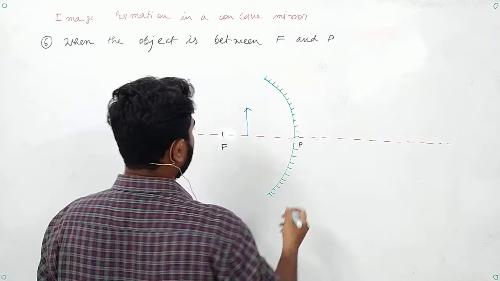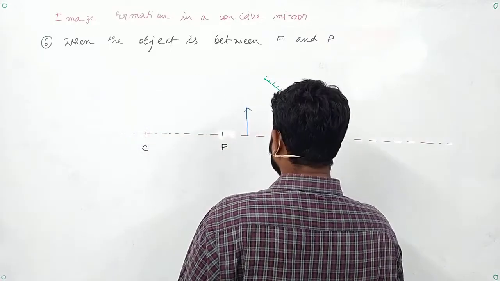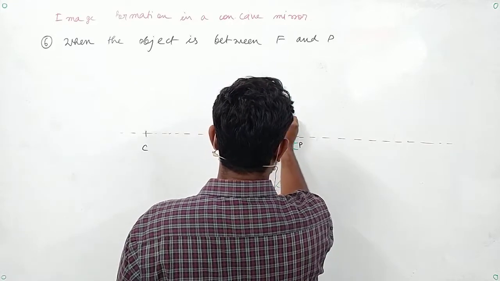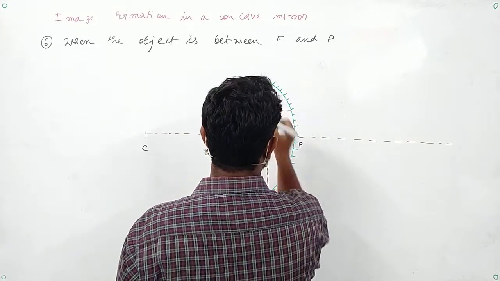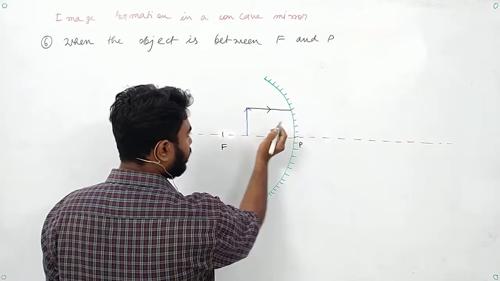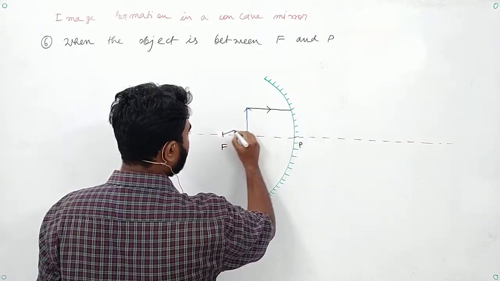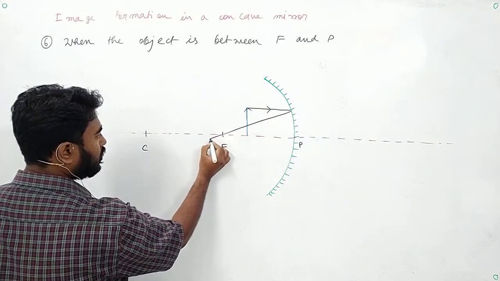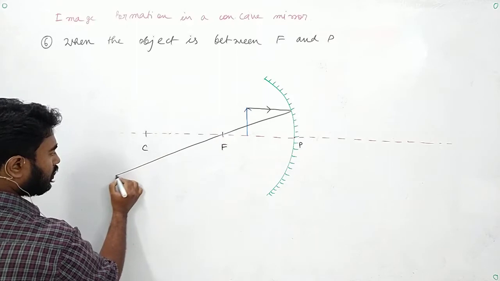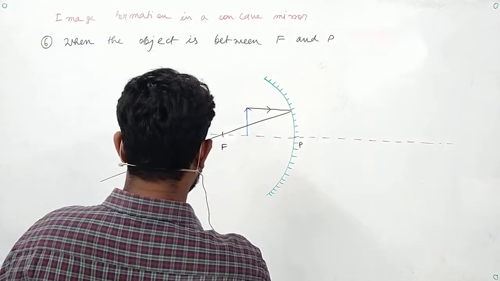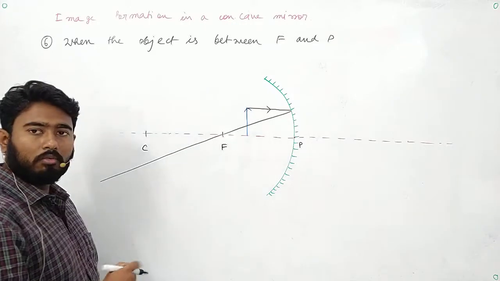Understand it properly. A ray of light will come out from the object. Now a parallel ray of light after reflection will pass through the focus, right? After deflection, a parallel ray of light will pass through the focus.